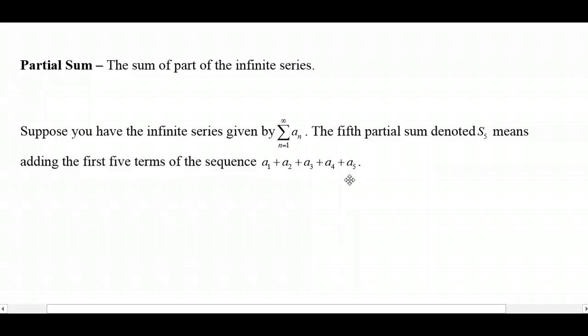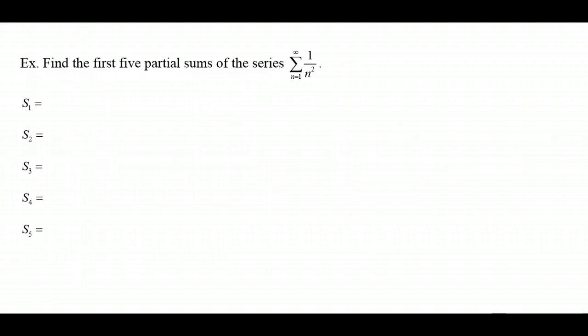So there's a lot of parts going on right now. We're definitely going to look at some examples. In this first example, we're going to find the first 5 partial sums of the series, the sum from n equals 1 to infinity of 1 over n squared.